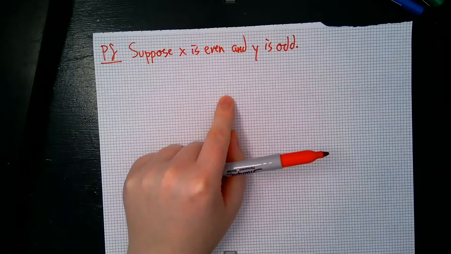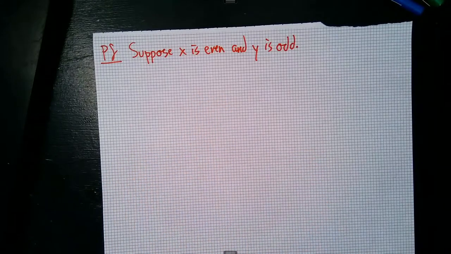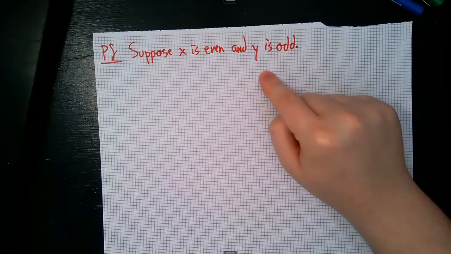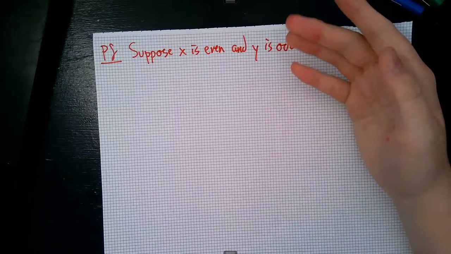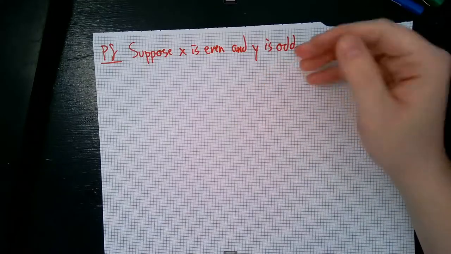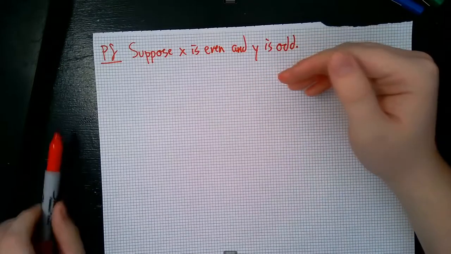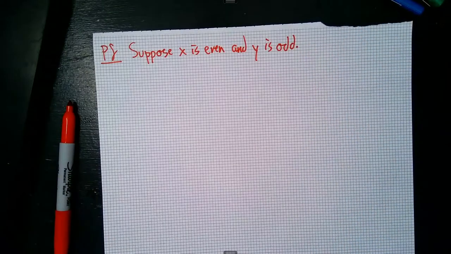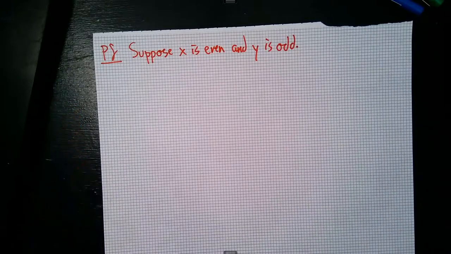And I kind of touched on this a little bit when we were talking about what a direct proof actually is. But really, if x isn't an even integer or y isn't an odd integer, then it doesn't really matter, because what we're trying to prove is that if x is even and if y is odd, that's what we care about, those are the conditions for x plus y being odd. So anyway, our first sentence is suppose x is even and y is odd.